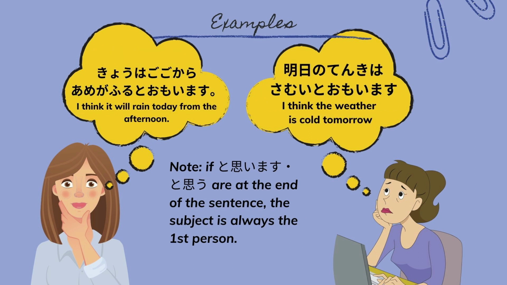Next example is kyou wa gogo kara ame ga furu to omoimasu. I think that it will rain today from the afternoon. Sa tingin ko, uulan ngayon mula hapon. Next is ashita no tenki wa samui to omoimasu. I think the weather is cold tomorrow. Sa tingin ko, malamig bukas.